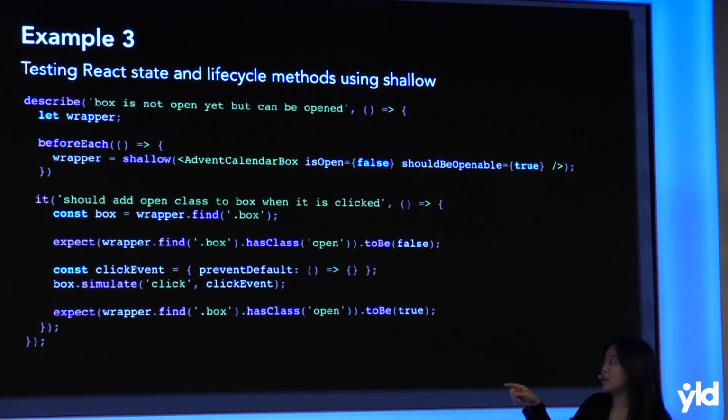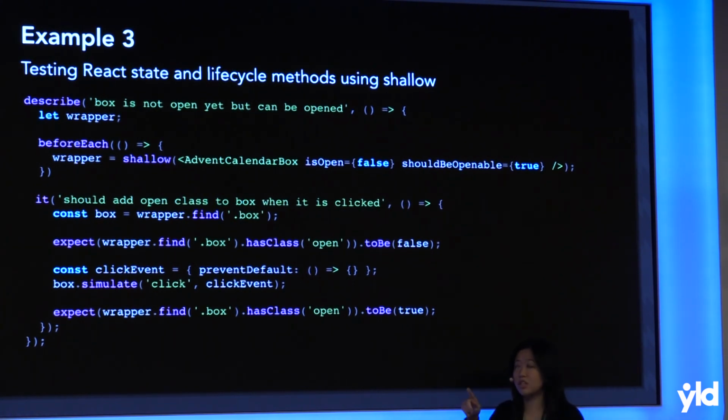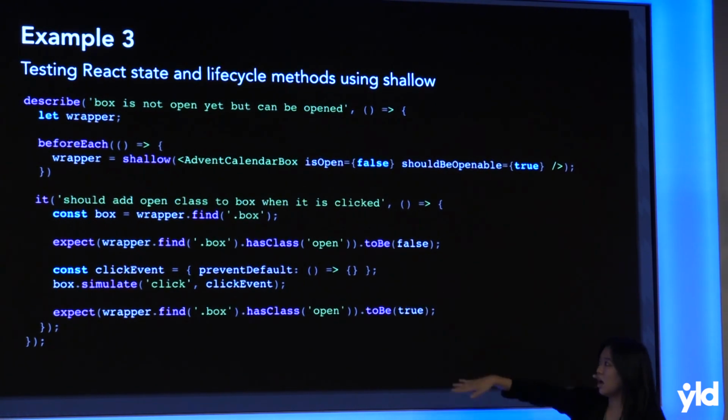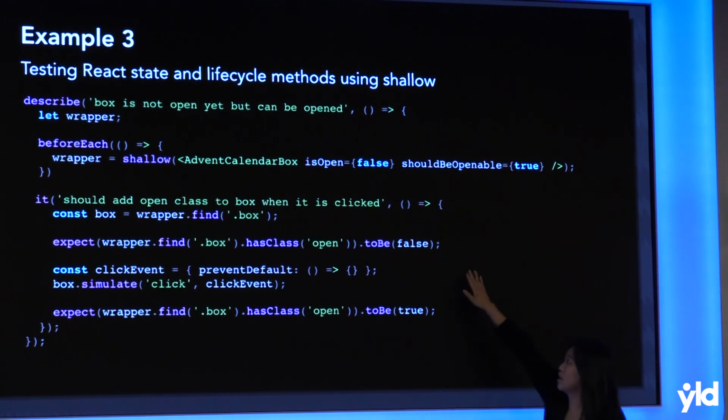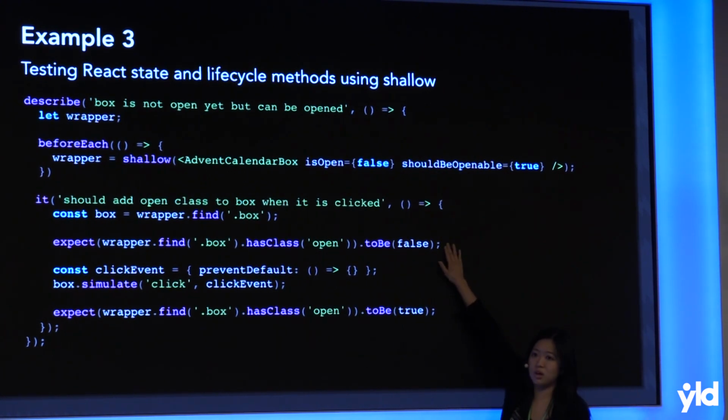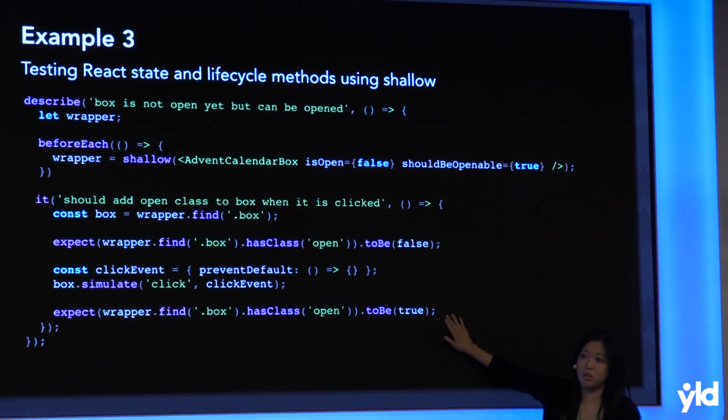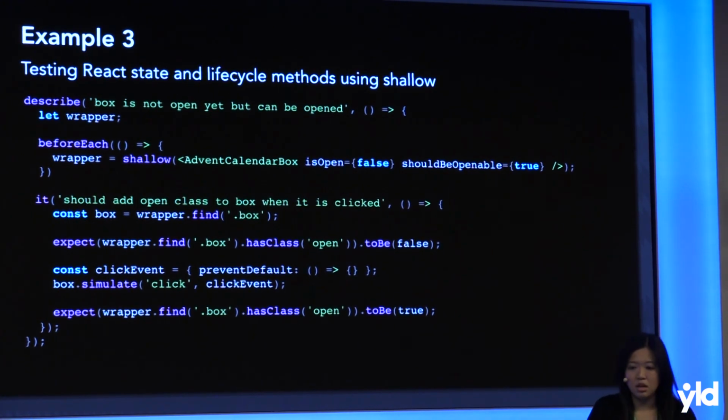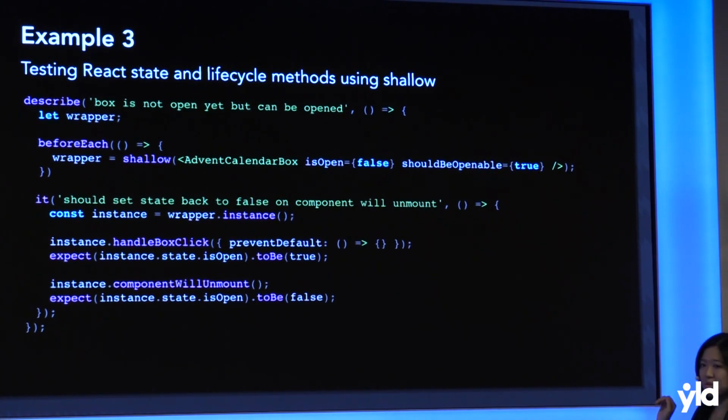In my code I did event prevent default, so if you don't pass in this click event, it'll complain. So this is how you would simulate a click, and then you can just check. I assert beforehand that the box isn't open, and afterwards I assert that it is open, that it has that open class.